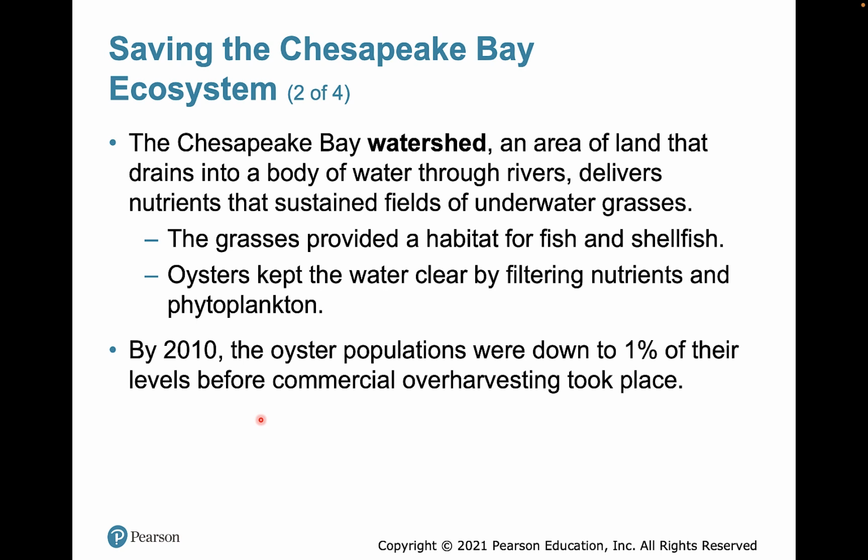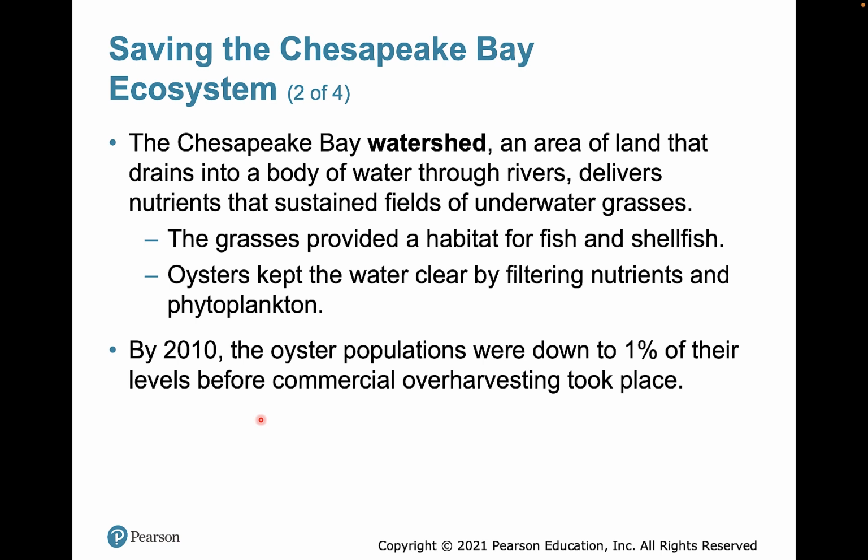So this is our first conversation about watershed. A watershed is an area of land that sheds water into a bigger body of water, okay? So the watershed, we're going to see it on the next slide, delivers nutrients that kept these underwater sea grasses, that's kind of brackish water, these underwater grasses alive, okay? Because like the plants that you grow on your porch or in your garden, they need nutrients. So the watershed, the water that ran off the land, provided those nutrients. The cool thing about it was those grasses provided a habitat for fish and shellfish, and the oysters contributed to their ecosystem by filtering nutrients and phytoplankton out of the water.